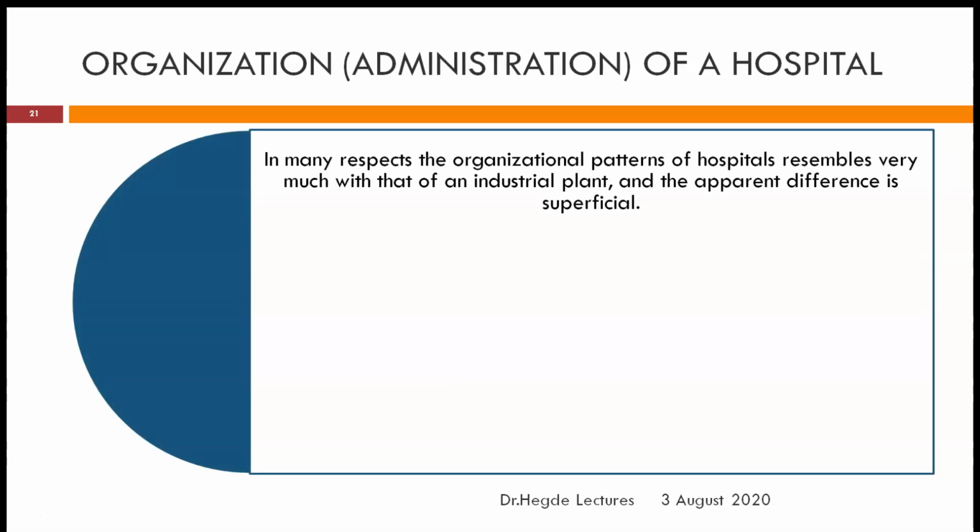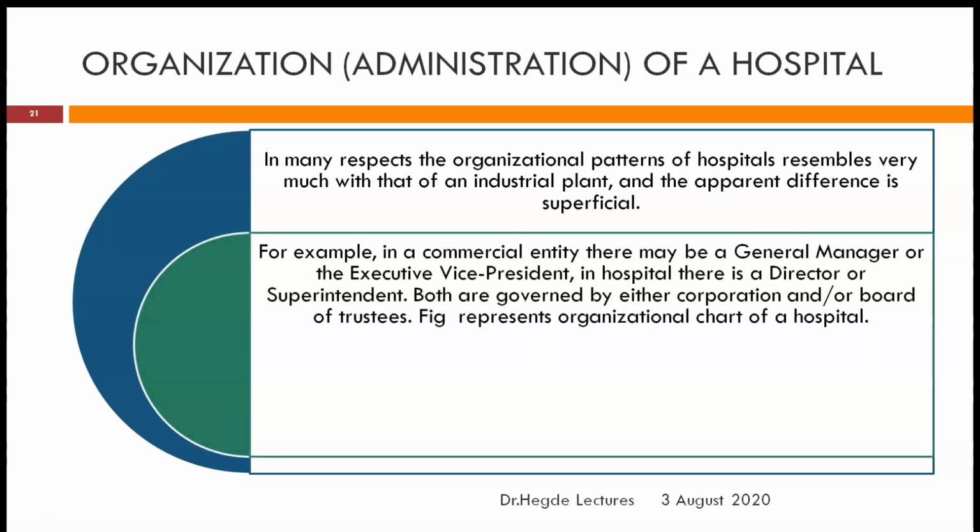In many respects, the organizational pattern of a hospital resembles that of an industrial plant, and the apparent difference is superficial. For example, in a commercial entity, there may be a general manager or an executive vice president. In a hospital, there is a director or superintendent. Both are governed by either a corporation or a board of trustees. I will be showing you the figure which represents the organizational chart of a hospital.